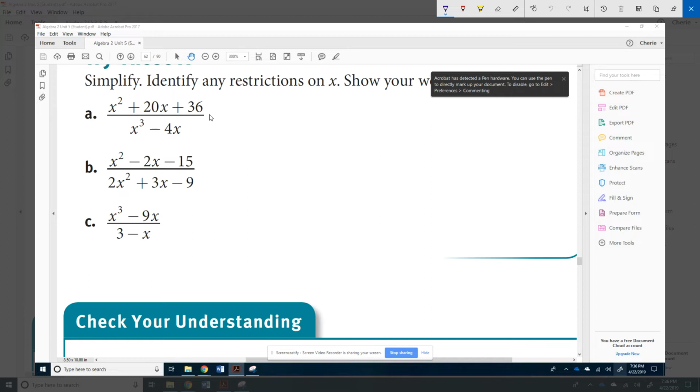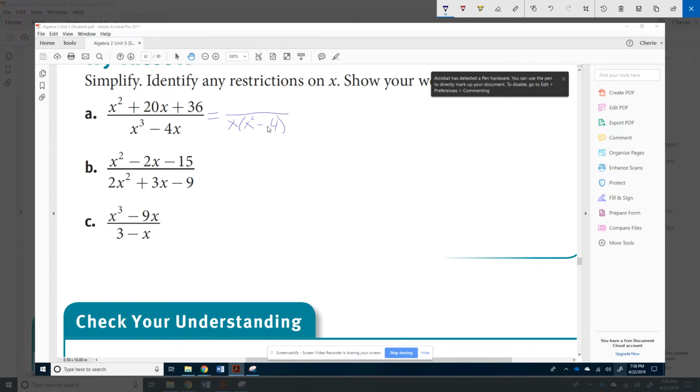So we're going to start with this one right here. I'm going to factor the denominator. I check it, it's a binomial. I check it for a greatest common factor. This is just x times x times x. This is 4 times x. So x is my greatest common factor, so I'm going to pull out an x. If I pull that x out, that x cubed is now just an x squared. And this leaves me with a -4.